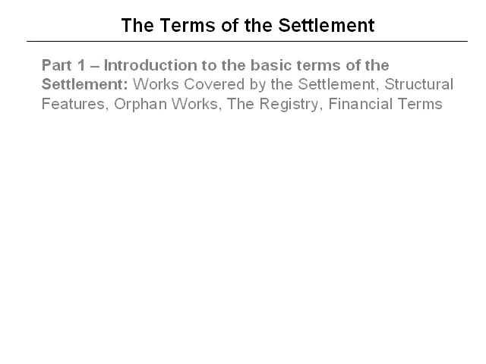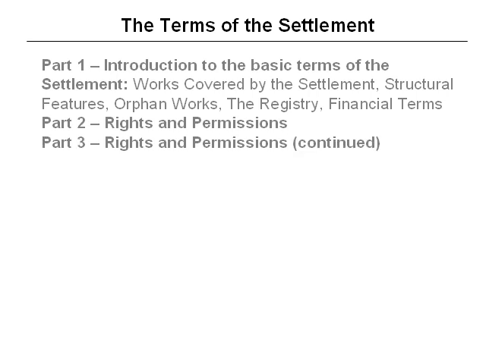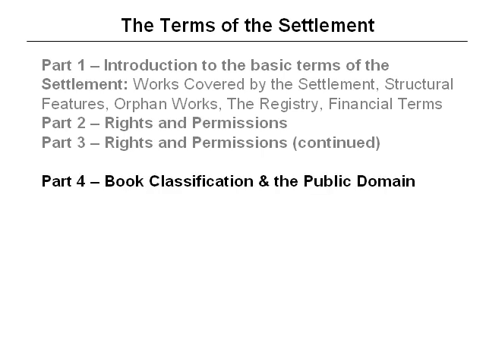In the first part of this presentation, I introduced some of the basic terms of the settlement, and particularly focused on the structural features of the settlement, its treatment of orphan works, the creation of the registry, and the basic financial terms. In the second and third parts, I outlined the rights and permissions associated with particular works under the agreement. However, all of those rights and permissions depend fundamentally on the classification of a book. So in this final part 4, I go into the subject of book classification in detail and also discuss briefly some of the treatment of public domain works under the agreement.